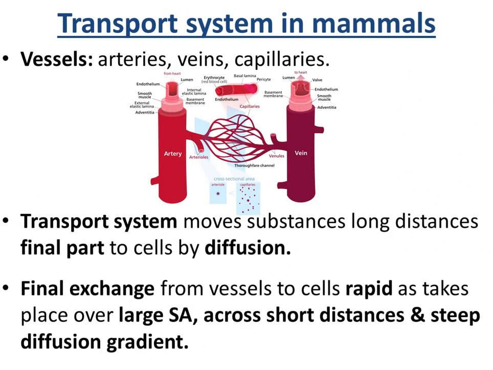So in mammals, they also have vessels, which are arteries, veins, and capillaries. We also have arterioles, which are between the arteries and the capillaries, but the main ones are arteries, veins, and capillaries. The transport system moves substances long distances, but the final part of exchange with the cells is by diffusion. So the final part of the oxygen getting to the cells or the carbon dioxide going from the cells to the blood is still by diffusion.